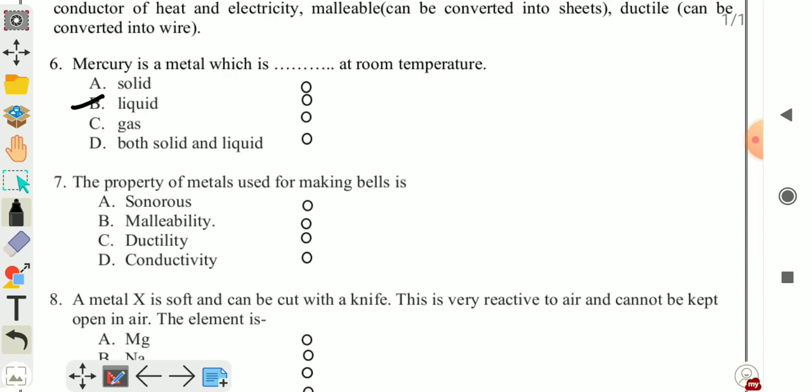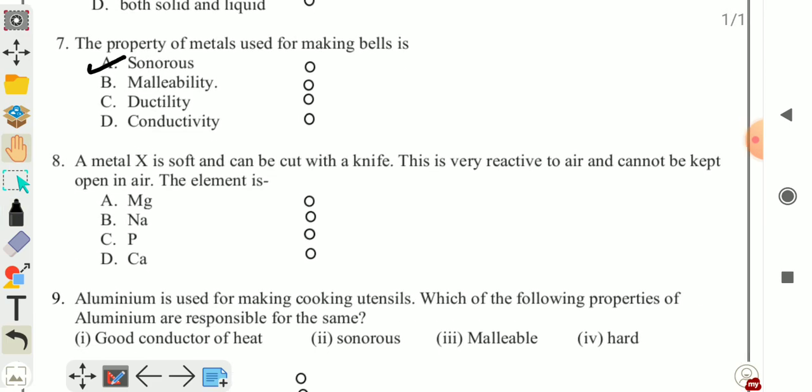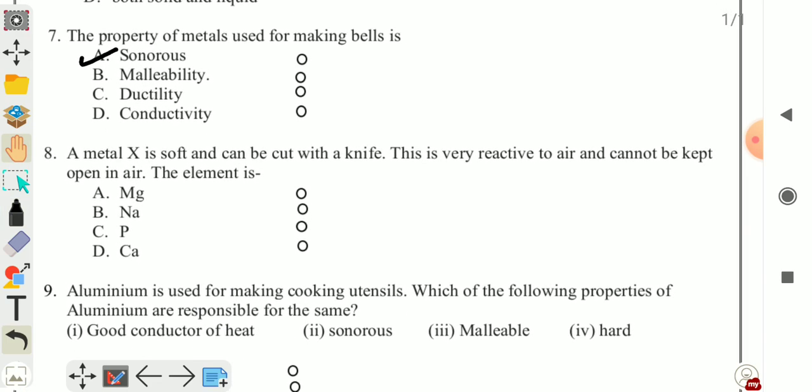The property of metals used for making bell. Bell क्यों बनाते हैं metal से? Which property is used? A. Sonorous, B. Malleability, C. Ductility, and D. Conductivity. So correct answer will be metals are sonorous, that is why they are used in making bells.